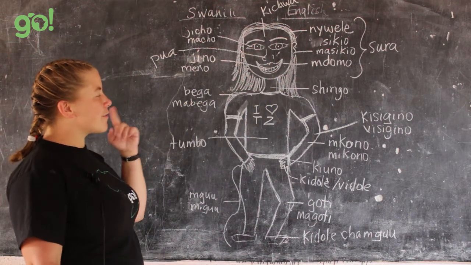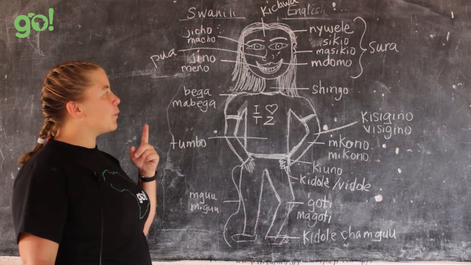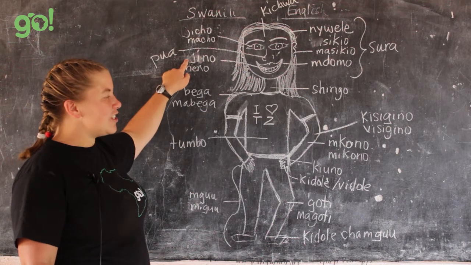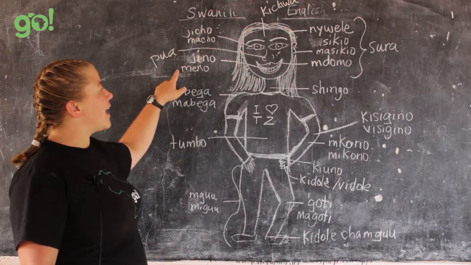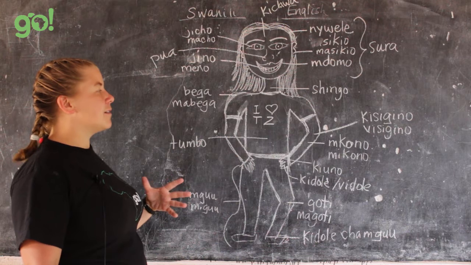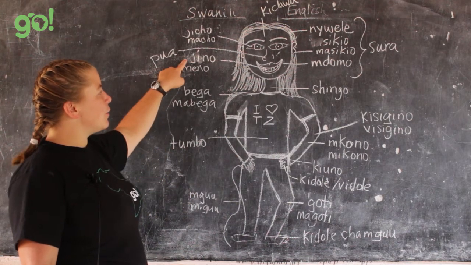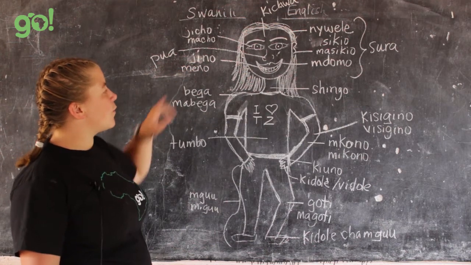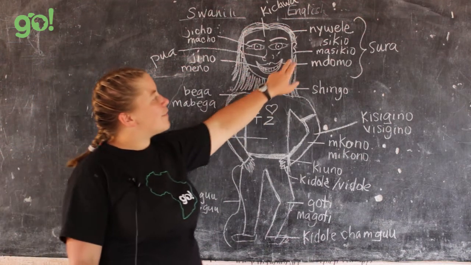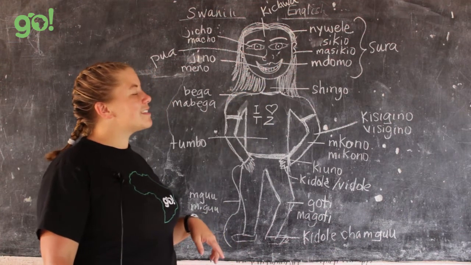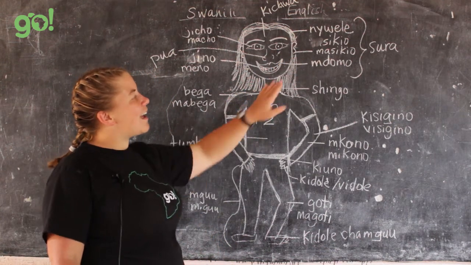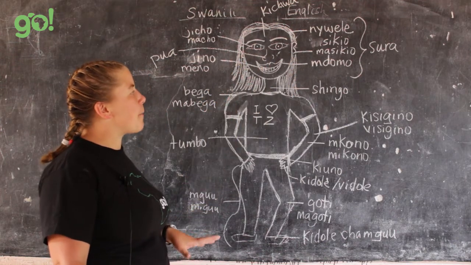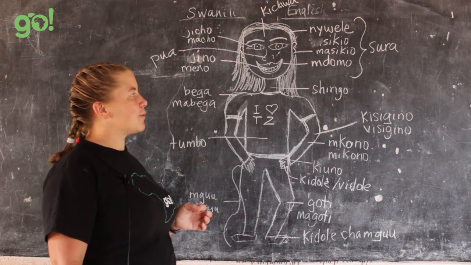We have mdomo, which is your mouth, your lips, it's the whole deal. And then inside we have jino, one tooth, and meno, many teeth. So more than one. Jino, one, meno, many. We have sikio, which is your ear, and masikio, which is your ears. So once there is many, we have masikio.